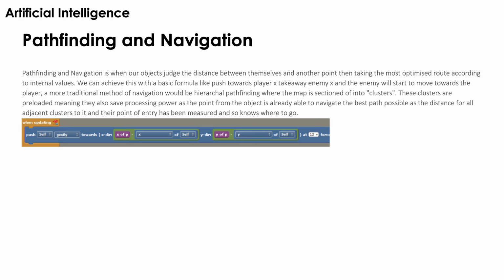A more traditional method of navigation would be hierarchical pathfinding, where the map is sectioned off into clusters. These clusters are preloaded, meaning they are safe in processing power, as the point from the object is already able to navigate the best path possible, as the distance for adjacent clusters to and the end point of entry has been measured, and so knows where to go.